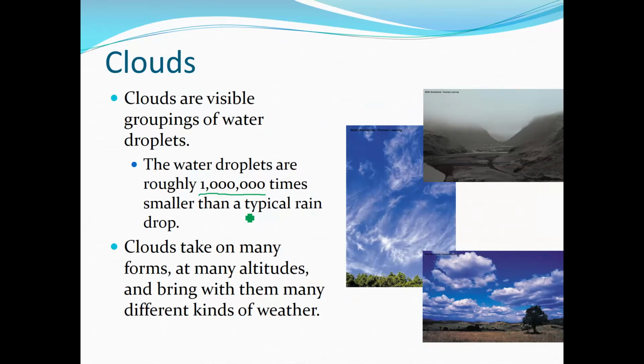So, clouds take on many forms and at many different altitudes. We have some clouds that are low to the ground, like over here. This image represents one of those types of clouds. This is called a stratus cloud. We have other clouds that are very high in the sky and they take on a feathery, wispy form. These are called cirrus clouds. And then we also have our standard puffy cotton cloud. Those are called cumulus clouds. And each one of these clouds actually brings with it a different type of weather.